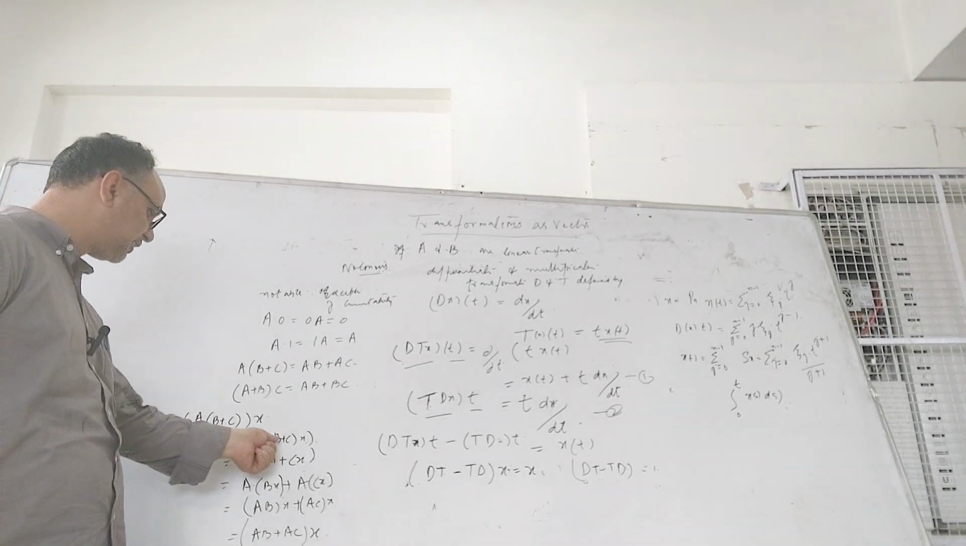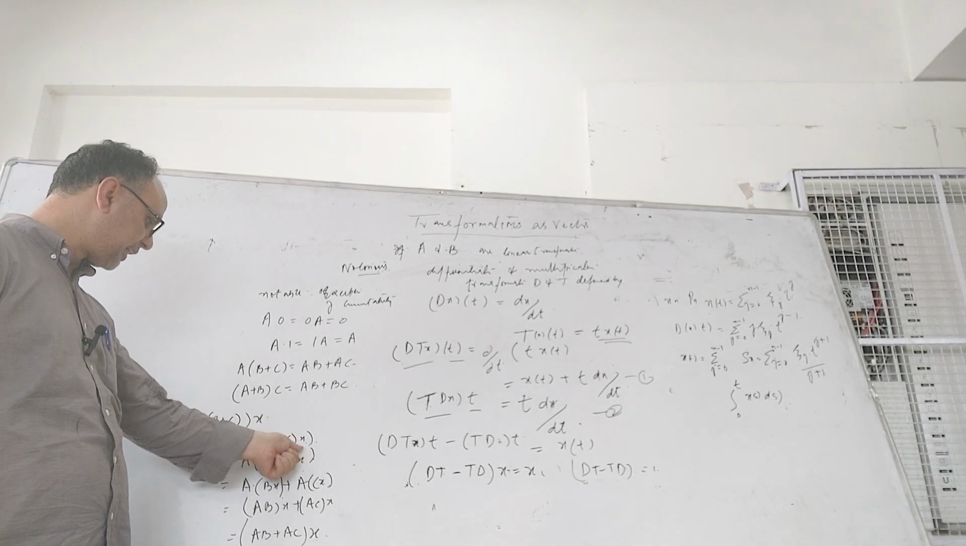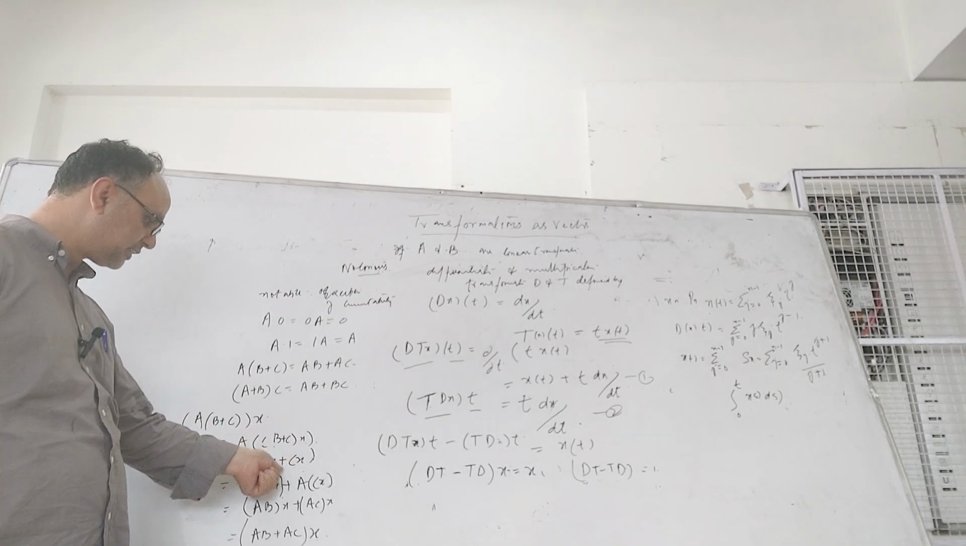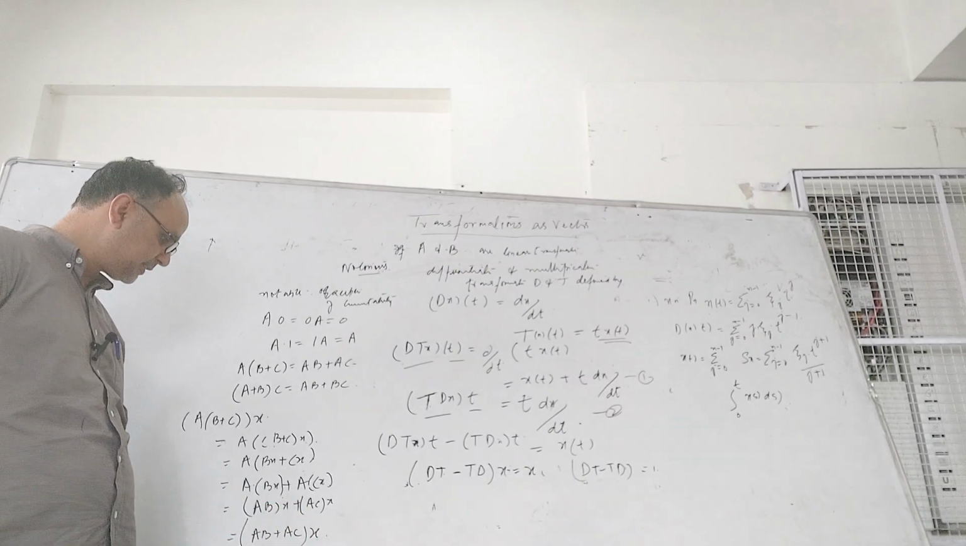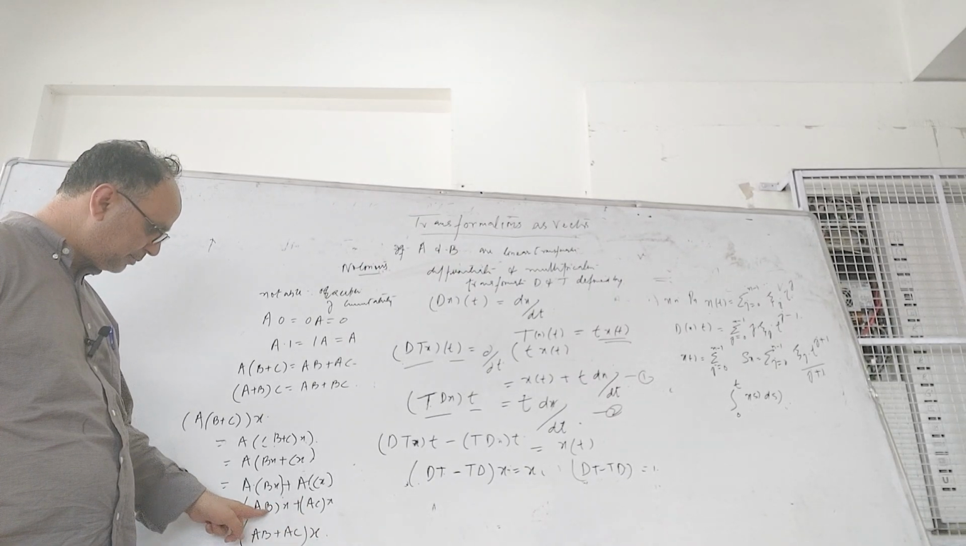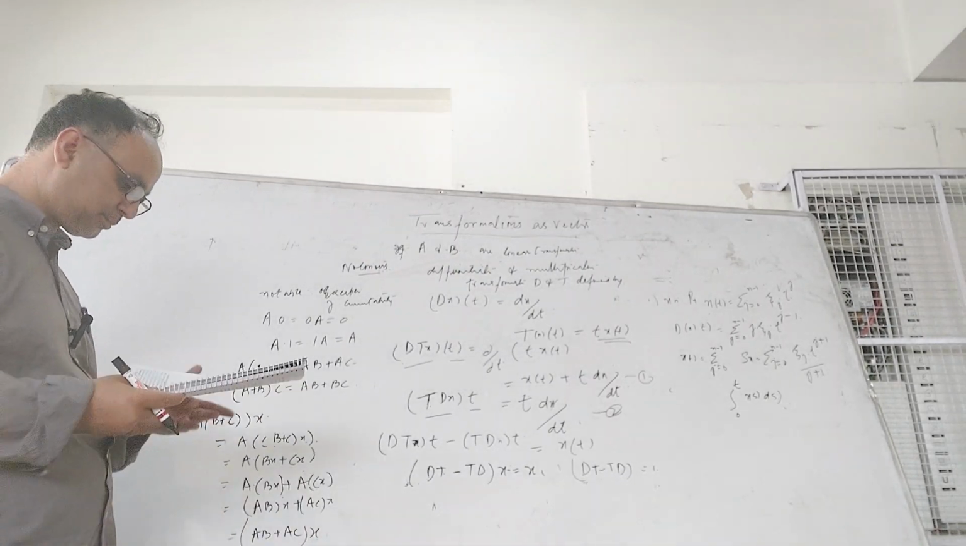First we took (B plus C) into X. This X is operating on B as X and C as X. Then we close the brackets. Now A, B into X. So we can show it in that simple form.